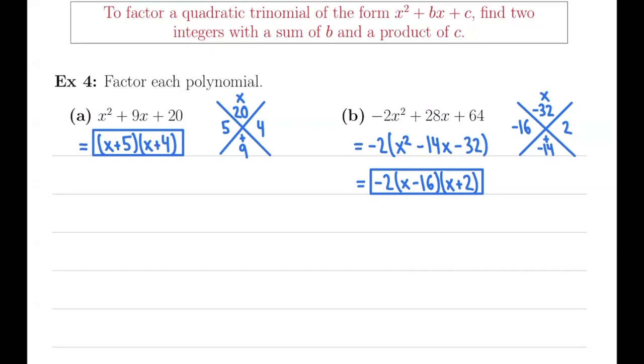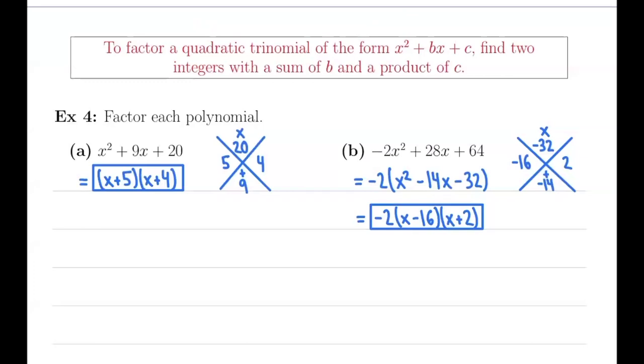But it's okay. Anyway, what I was saying is whenever you factor a polynomial, always look for a common factor first. For this example, we can take out that negative 2. So that should be your first thought: is there a common factor?